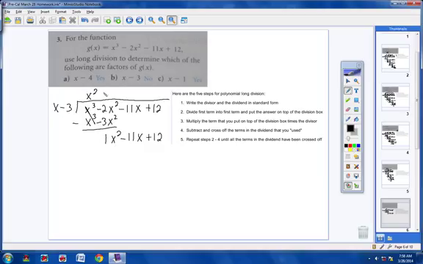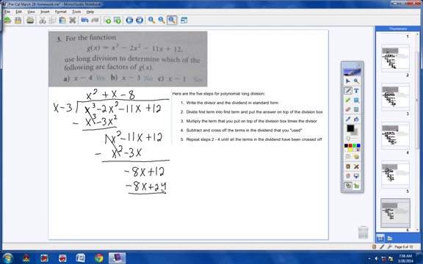X goes into x squared x times. Take your x and multiply it through. You would get x squared minus 3x. Now we're going to subtract. 1 minus 1, they cancel. Negative 11 minus a negative 3, that's a positive 3, so you would get a negative 8x. And then x goes into negative 8x, negative 8 times. Take your negative 8, do your multiplication. You would get negative 8x plus 24.